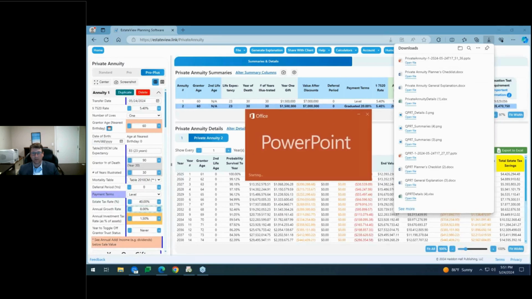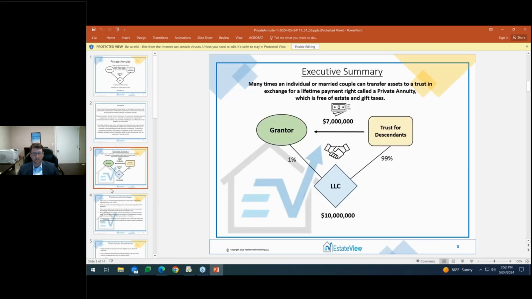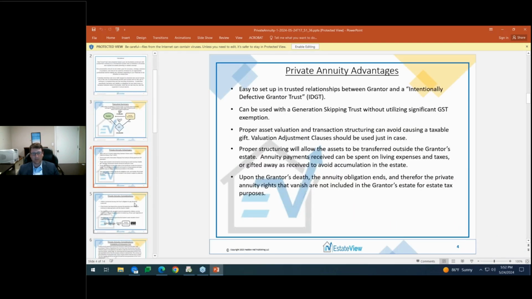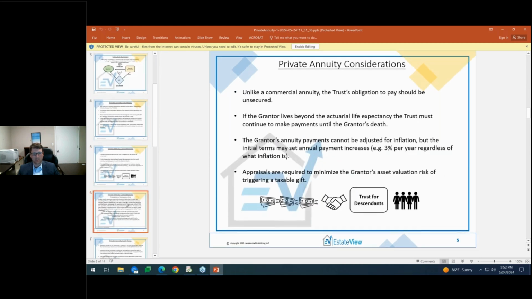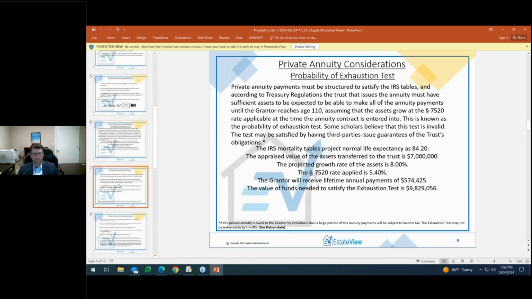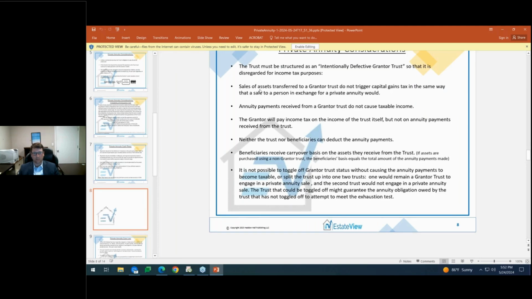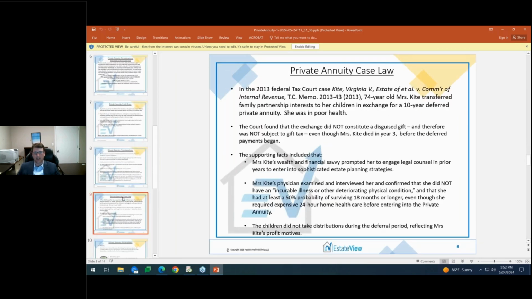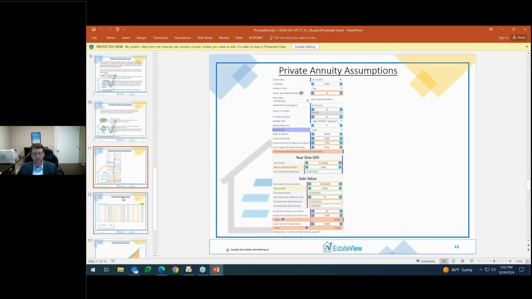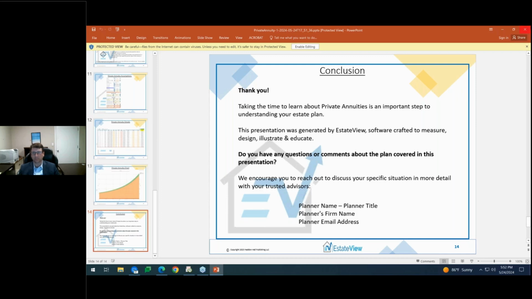And then we have our PowerPoint that you can share with the client that will show the kind of diagram of the transaction, how it works, some advantages, some considerations, some information about the exhaustion test, the cash flows year over year, our considerations again, some case laws, some just information that you can share with the client, along with your assumptions, the details year over year, and some charts as well.